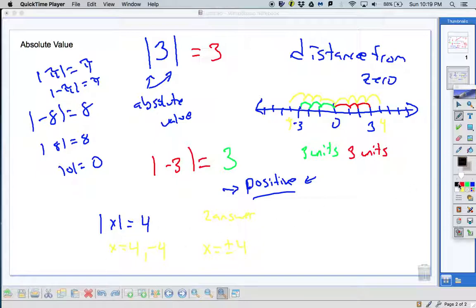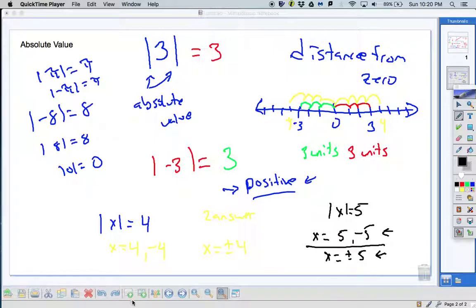Let's look at some other examples here. Let's say the absolute value of x equals 5. Well, either x is 5 units, or it's negative 5. So that's my answer. Or, again, you could write it as plus or minus 5. I'd accept either one of these. So either it's this top line or it's the bottom line. Either one would be acceptable answers.